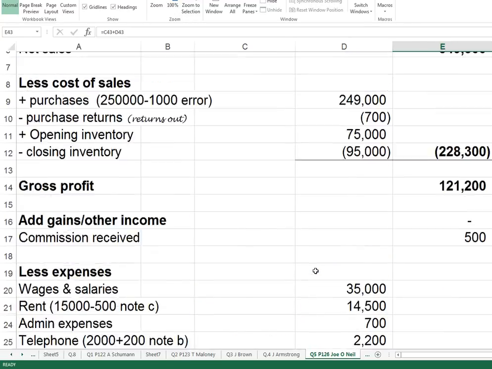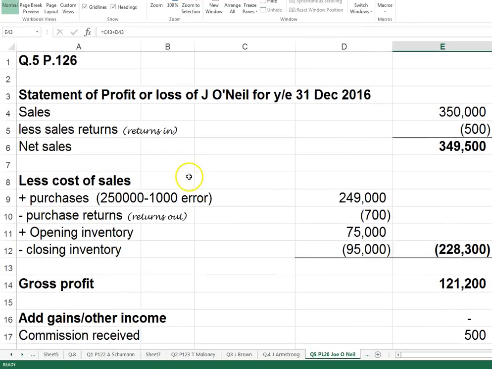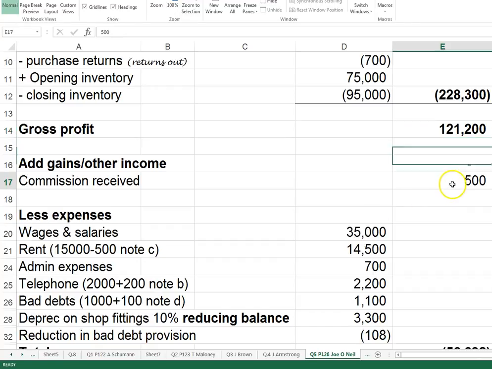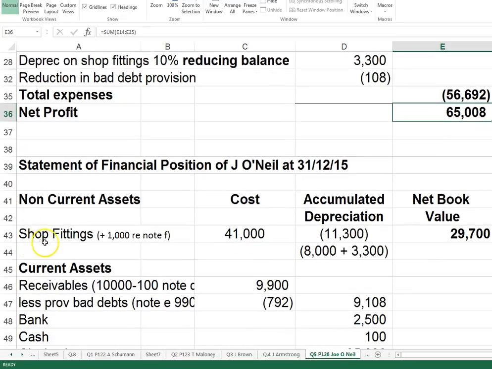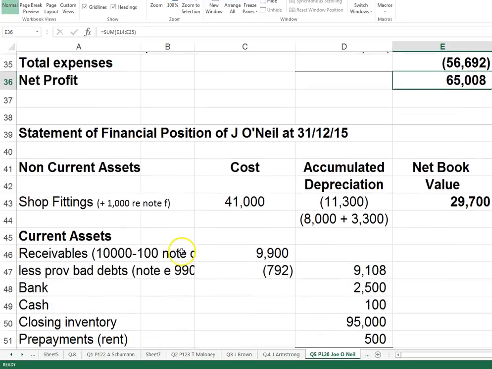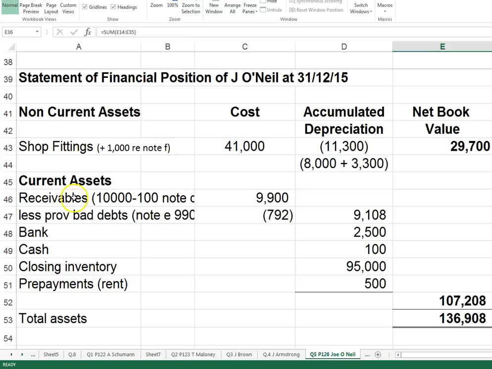So I think that's everything done. There's our statement of profit and loss. Sales less cost of sales gives gross profit. We add other income, which is commission received, take away expenses, and we get a net profit of that. Statement of financial position, you add in the non-current assets. We had only 1. Then we add in the current assets, and we looked at their adjustments already for this.